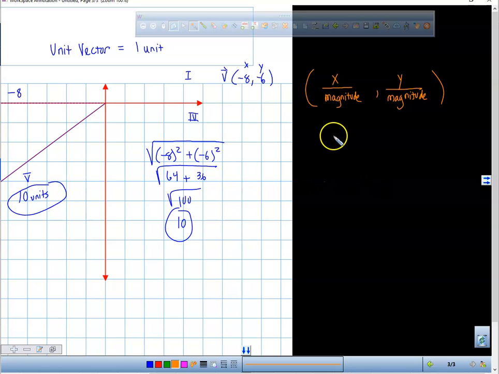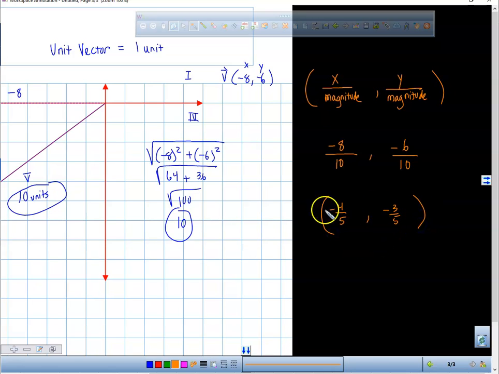So check this out. What was our x component for this? Negative 8. What was our magnitude for this particular vector? 10. What was the y component? Negative 6. What was our magnitude? 10. What does this reduce to? Negative 4/5 and negative 3/5.